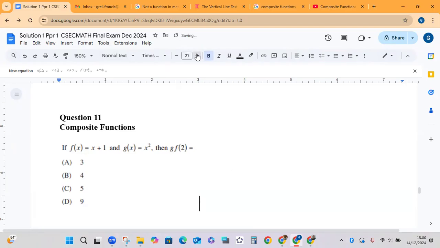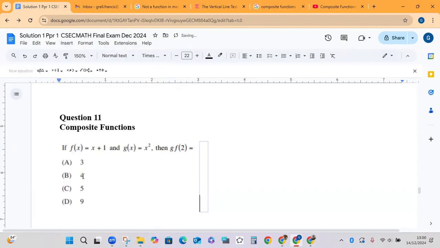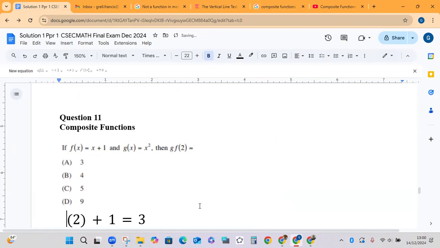That's one way of doing it. We first have to substitute 2 into f. F is x plus 1. We have already done quite a bit of substitution. Wherever you see x, you put a bracket, then substitute the number into the bracket and evaluate. 2 plus 1 is equal to 3. So that 3 is f of 2. Now we need to substitute 3 into g. G is x squared.